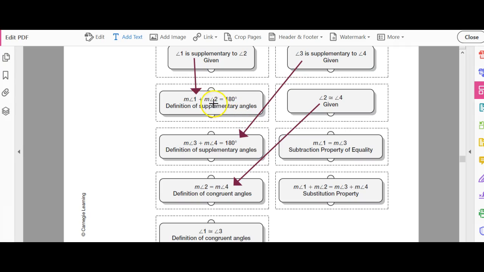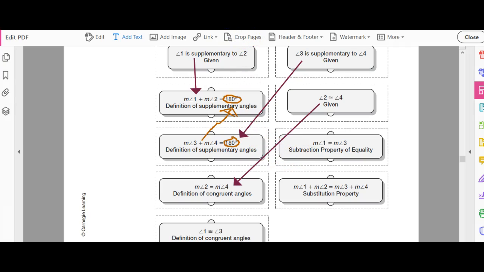Okay, so if this is equal to 180 and this is equal to 180, can't I take out the 180 here, right? And because this is also equal to 180, can I then put that 180 here, right? So just thinking about that. I'm taking this value and I'm putting it in there because these 2 things are equal. That is the substitution property.